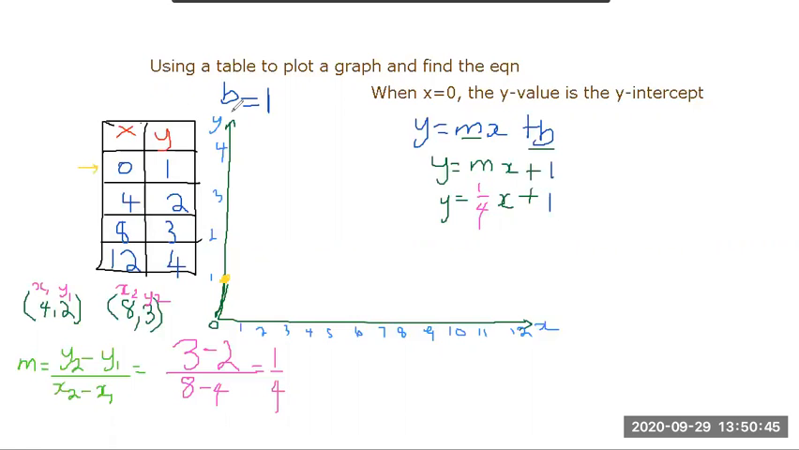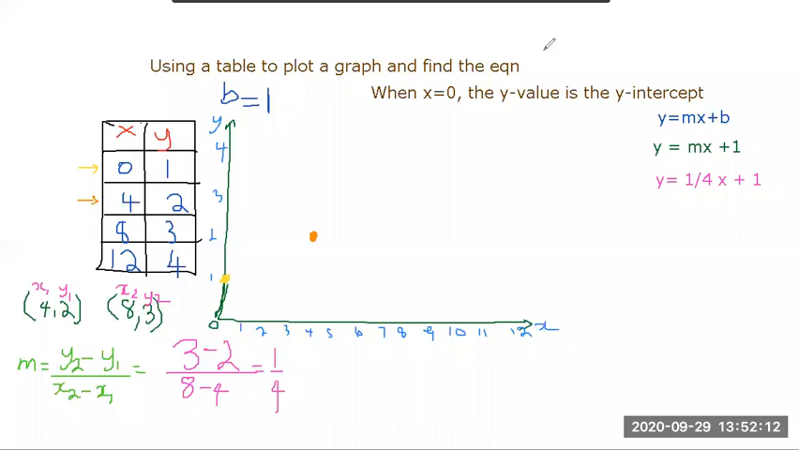The next point that I'm going to do is where x is 4 and y is 2. I made it orange, where x is 4 and y is 2. So it's going to be around here. There it is. Okay, so our next point says 8, 3. And let's make that green. So x is 8 and y is 3. So it's going to be around here. Again, this is not drawn to scale, so we're just estimating where it's at.